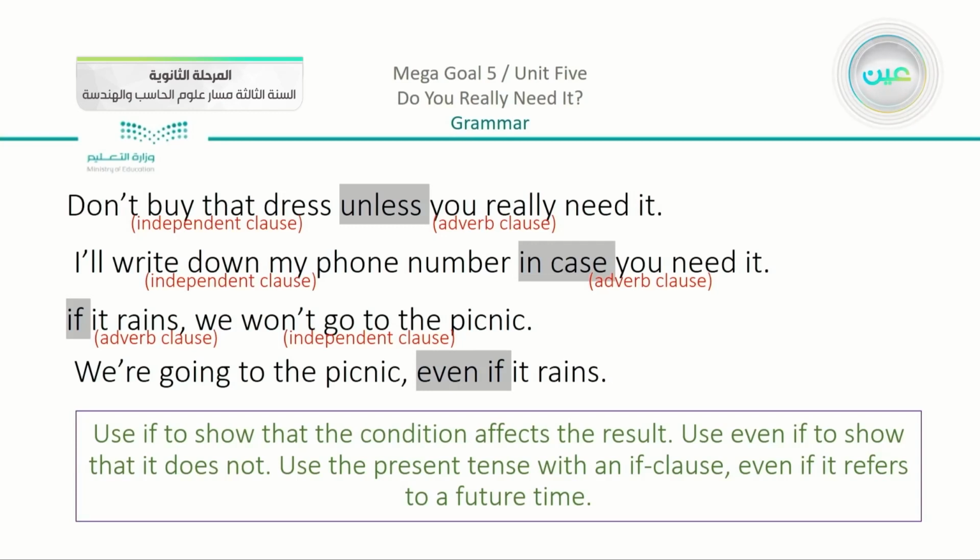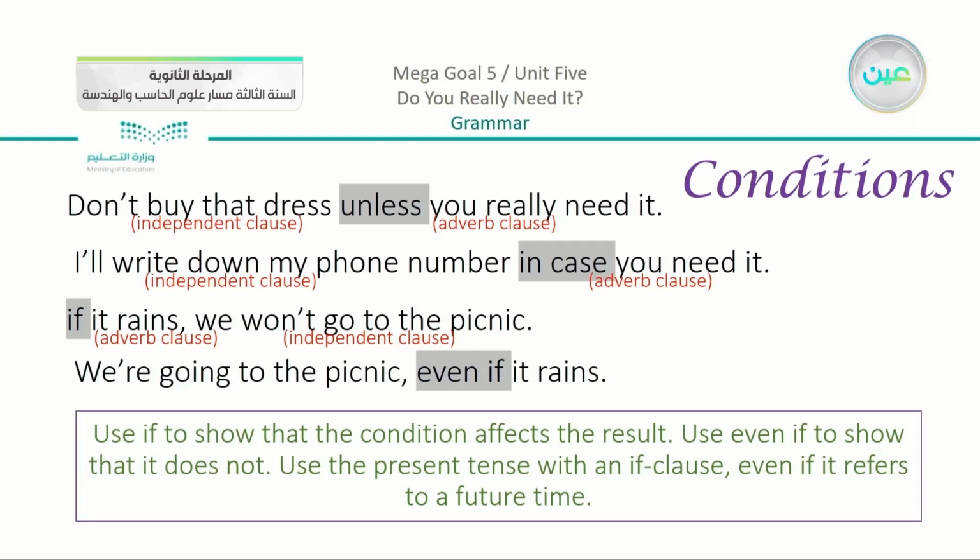So here you can see that I'm telling you, don't buy that dress unless you really need it. I'll write down my number in case you need it. And we have here, if it rains, we won't go. So all of these examples show you conditions. I cannot buy the dress unless there is a condition, on one condition that I really need it. We will go to the picnic on one condition, that it doesn't rain. So if it does, we're not going.